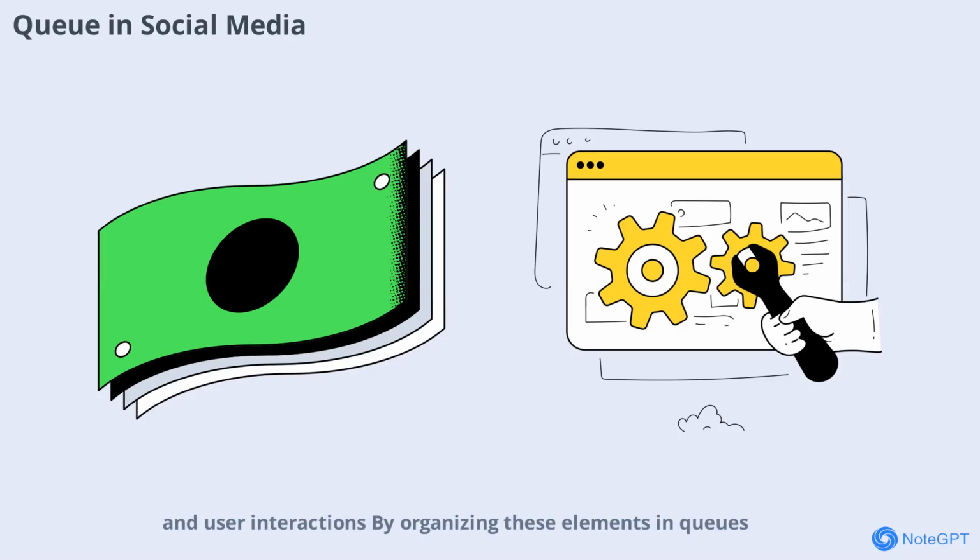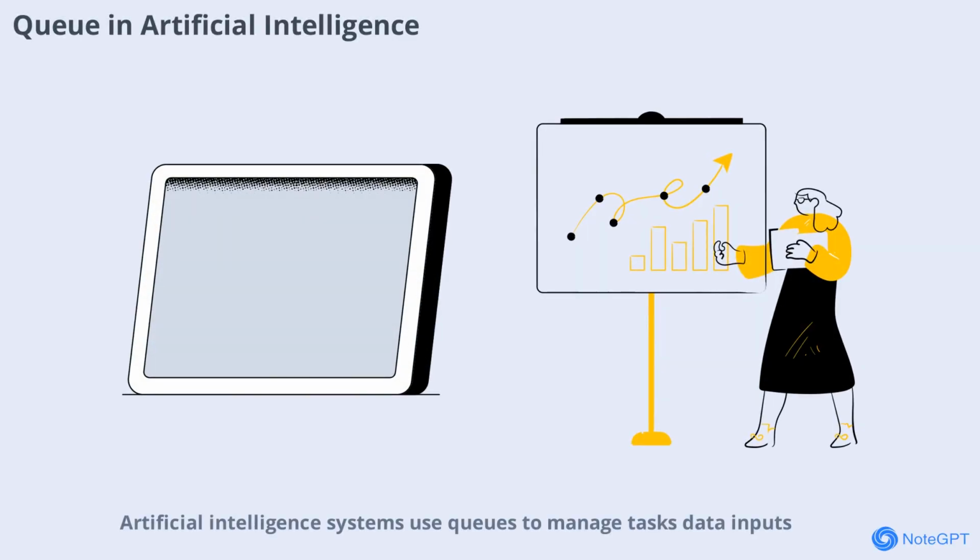Social media platforms use queues to manage posts, notifications, and user interactions. By organizing these elements in queues, platforms can deliver content efficiently and provide a smooth user experience, even during peak activity times.